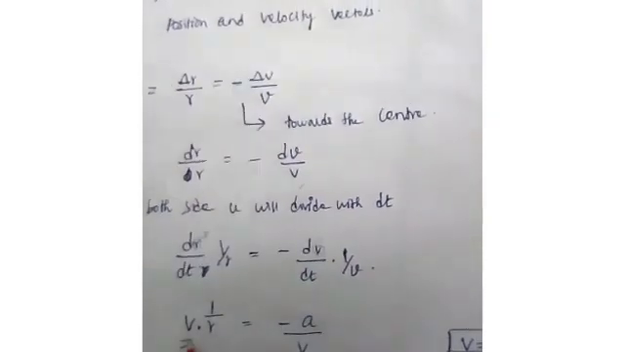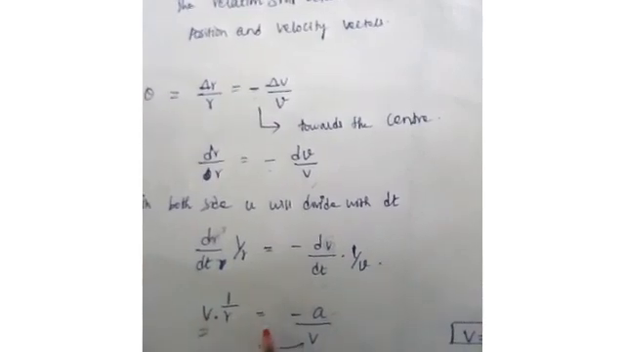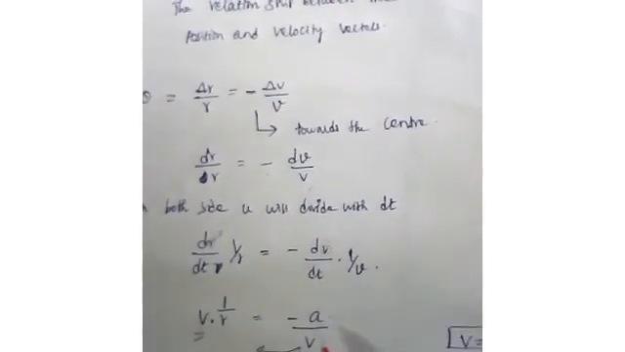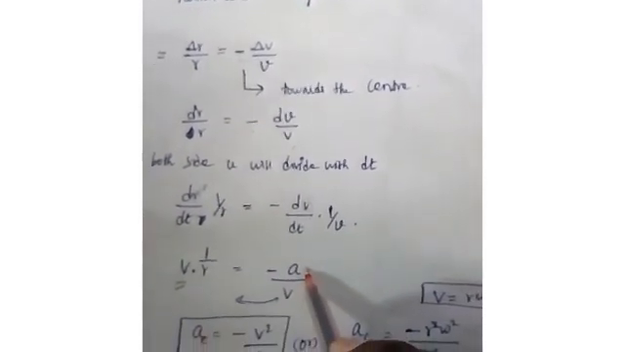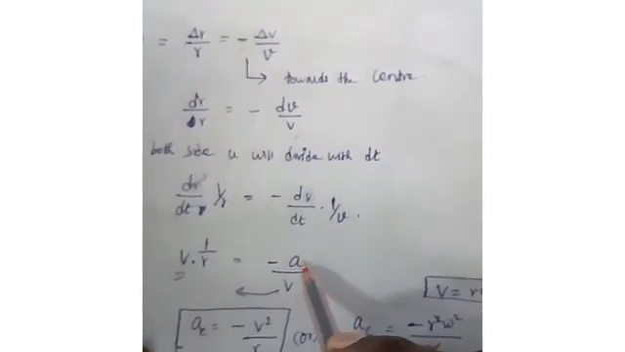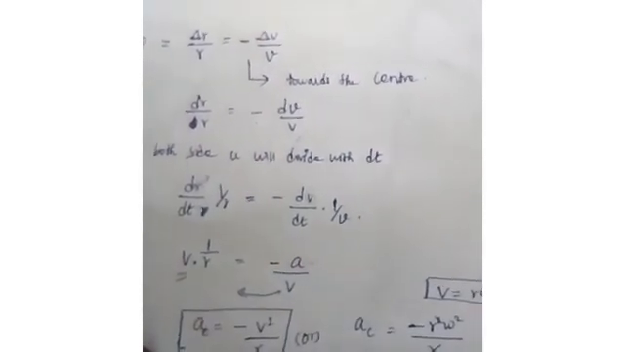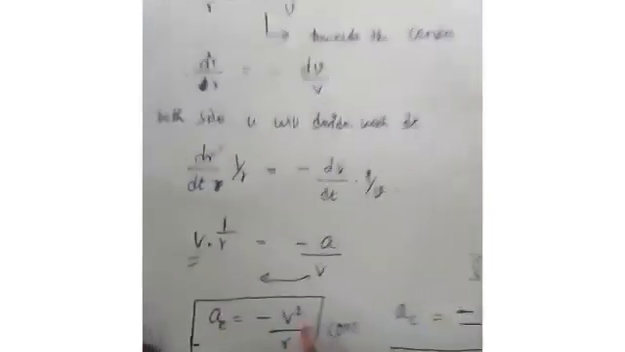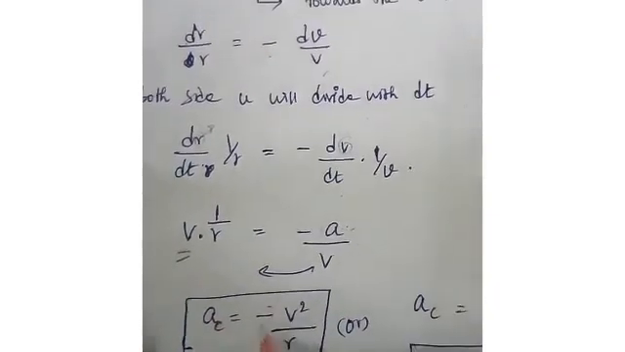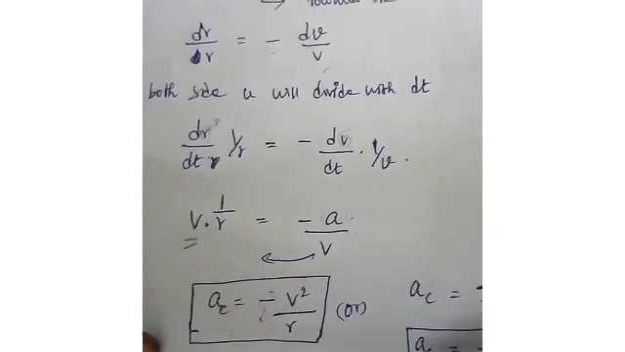Here the change in position, or change in displacement per time, is nothing but velocity. The remaining term, 1 by r equals, the change in velocity per time is nothing but acceleration. So minus a divided by v. I want to calculate a only, so this equation becomes like this. This is called the centripetal acceleration formula. The centripetal acceleration formula is nothing but v squared divided by r. The minus here indicates the acceleration is towards the center.